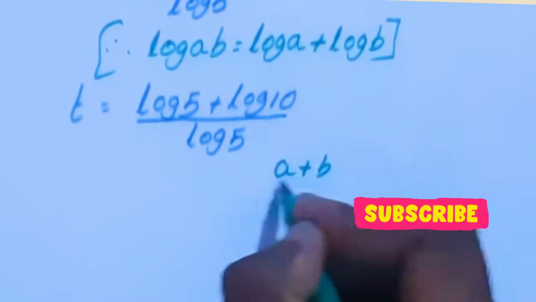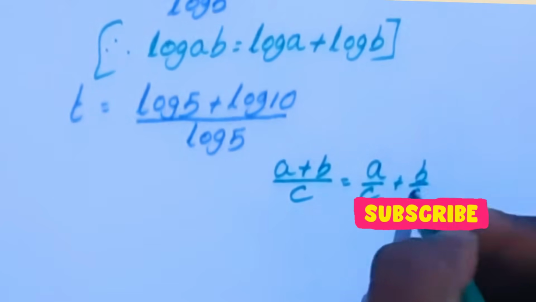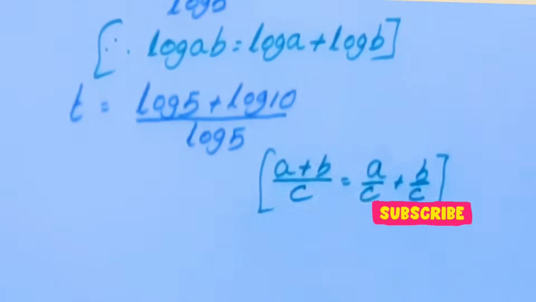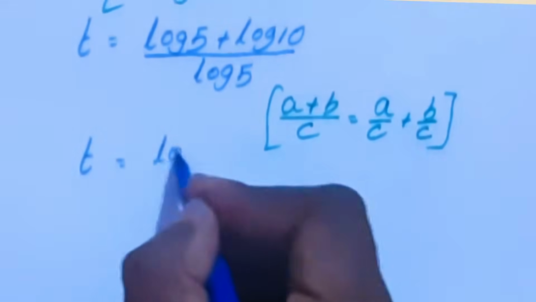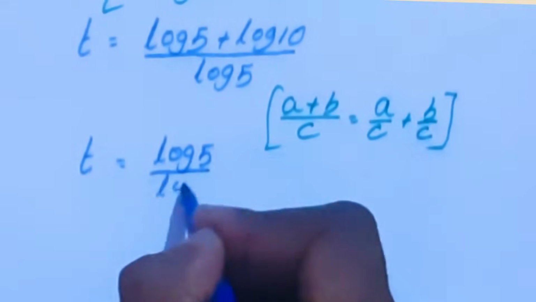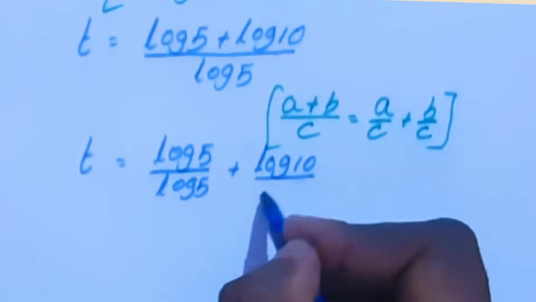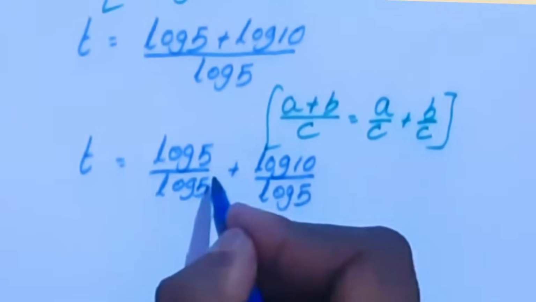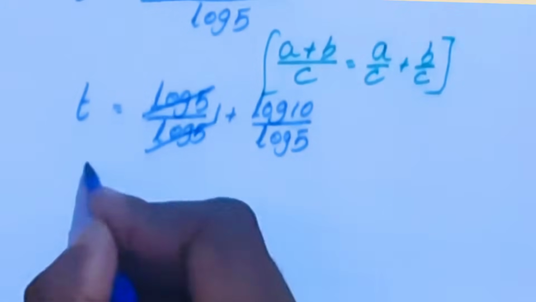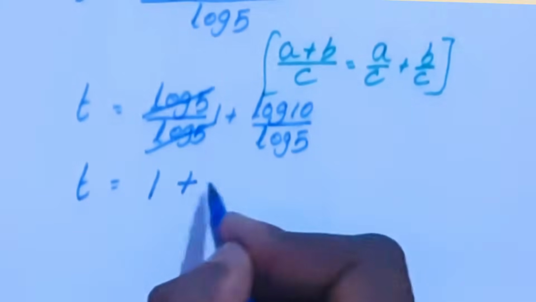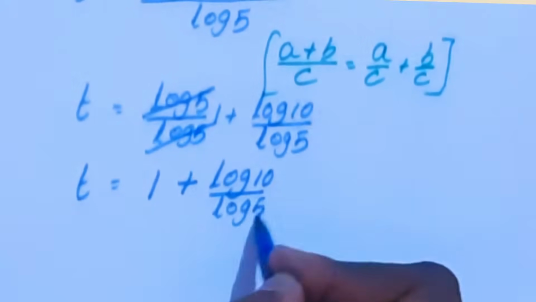Now this can be written as a plus b by c equal to a by c plus b by c. This we are going to apply here. So we'll get t equal to log 5 by log 5 plus log 10 by log 5. Now this log 5 cancels this. So here 1. Now t equal to 1 plus log 10 by log 5.